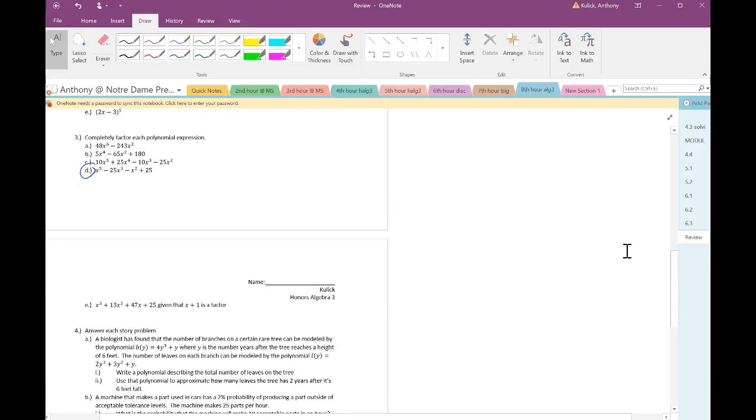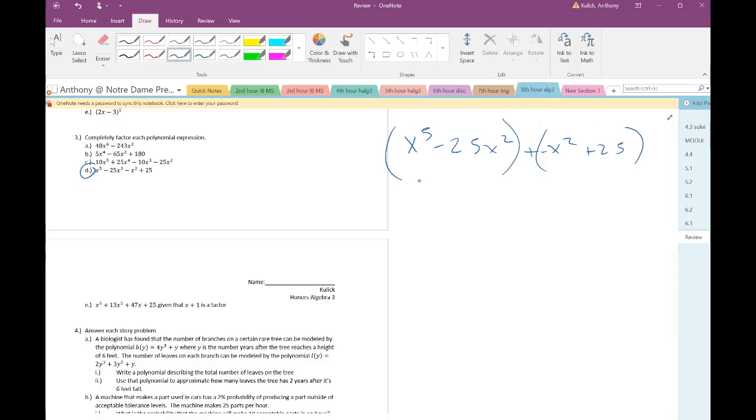Next up is part D. Again, I see I have 4 terms, so I'm going to try to factor this by grouping. I notice that there is no greatest common factor here, so I'm just going to make my 2 groups. Notice that I needed a plus sign in the middle, so instead of writing minus x squared, I wrote plus a negative x squared.